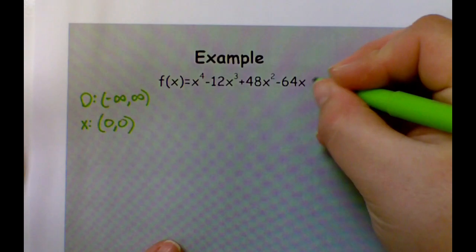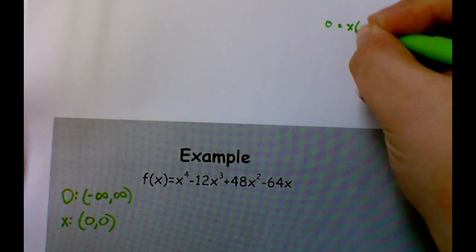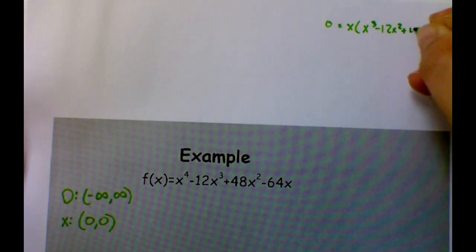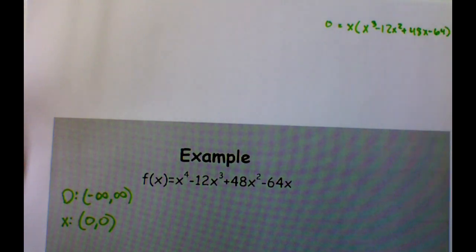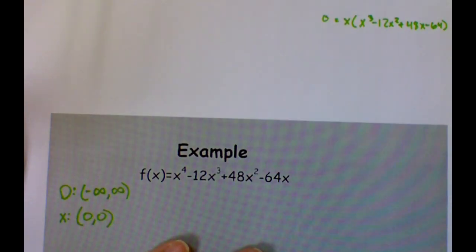Because if I set the whole thing equal to 0, take an x out, I get x cubed minus 12x squared plus 48x minus 64. I know I can't do factoring by grouping. I would have to use my rational zero test. So possible rational zeros, I could have 1 and 64. I could have 2, 32, 4, 16, 8, or all of those as a negative.